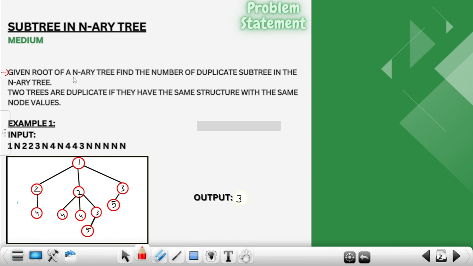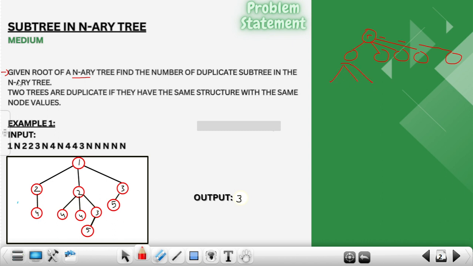First of all, we will talk about what an N-ary tree is. An N-ary tree is basically a tree which has no restriction on the number of children. So if this is the root, then this root can have one child or two children or three children or four children or any number of children. Even for any node, we can have multiple children.